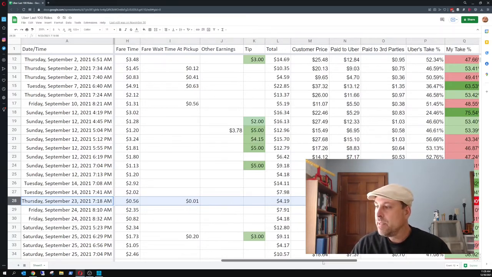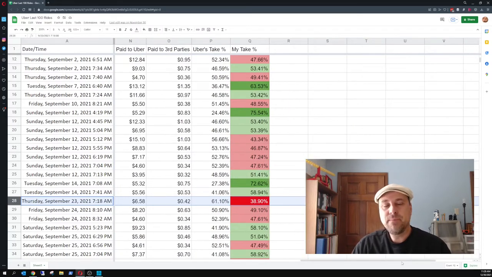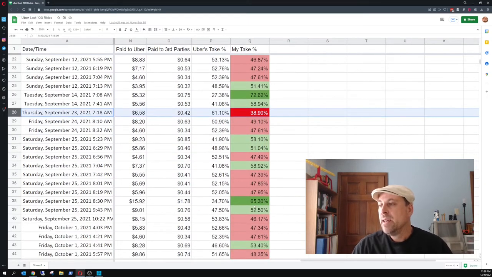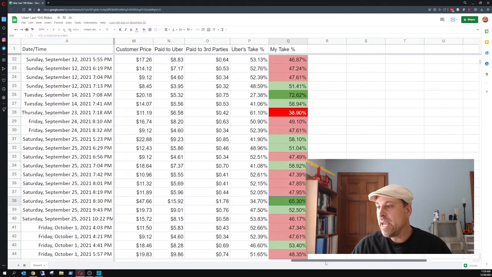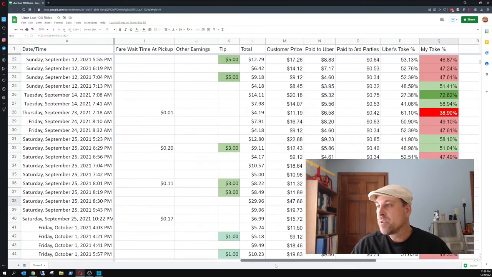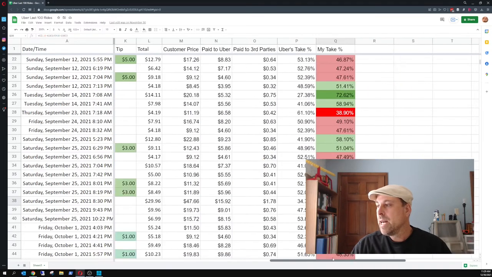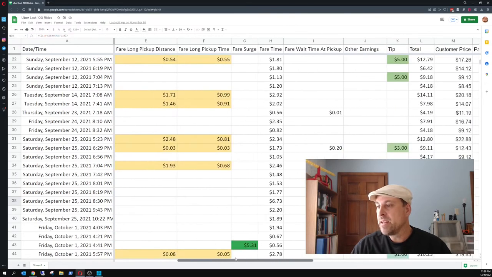I'm just now realizing you guys can't see those columns over there. I got about 39% of that fare. Here's another high paying one that was on a Saturday and no surge. Pretty good payout of almost $30. And I took 65% of that.